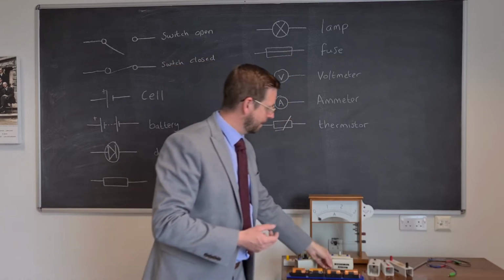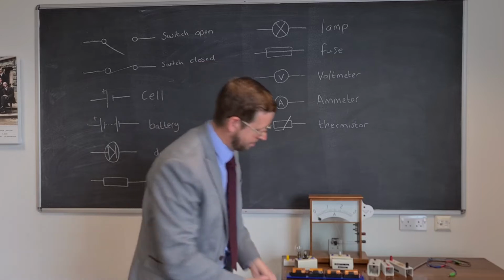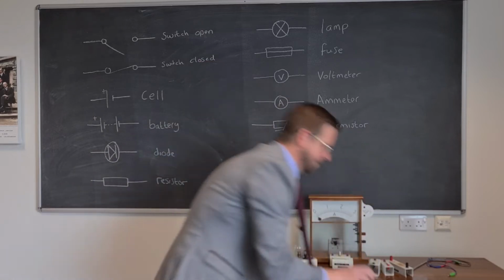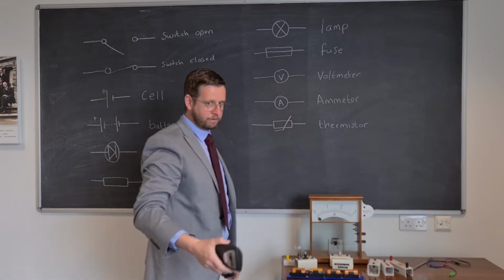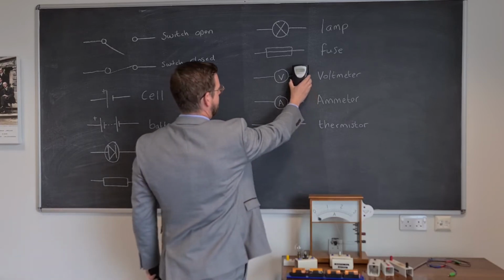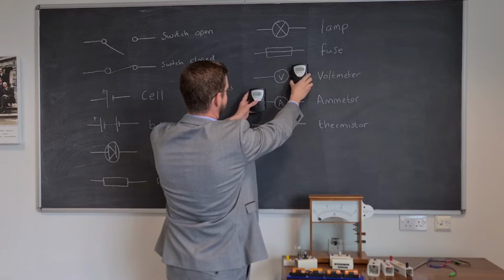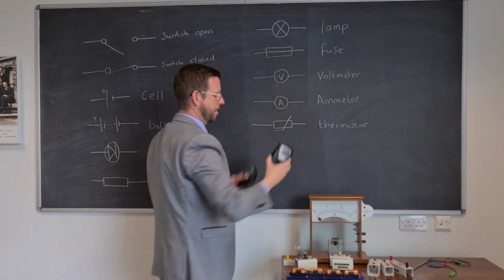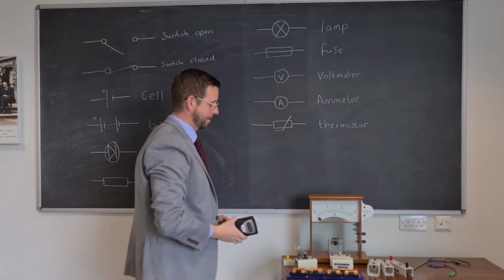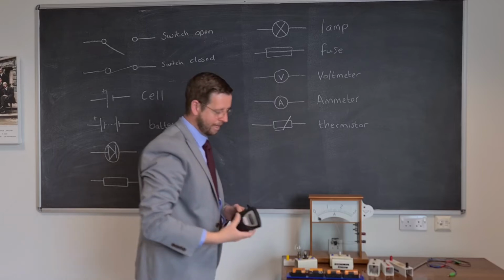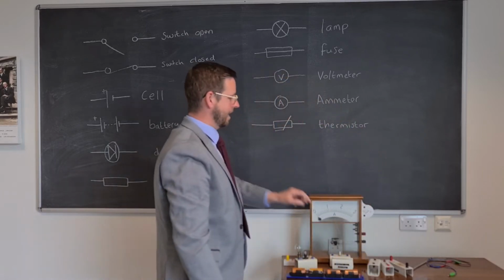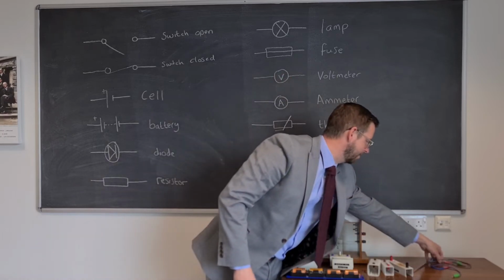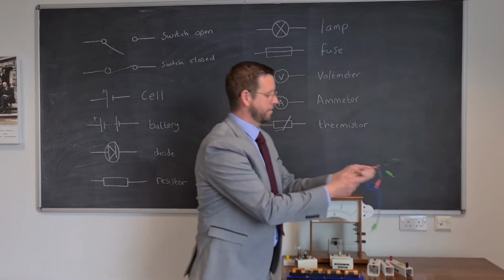We've also got devices that take some measurements. Here I have got a voltmeter, which measures the potential difference across a component, and an almost identical looking ammeter, which measures the current flowing through my circuit. More about those later. The very final thing on here is a thermistor, and these can look different depending on what you want to use it for.